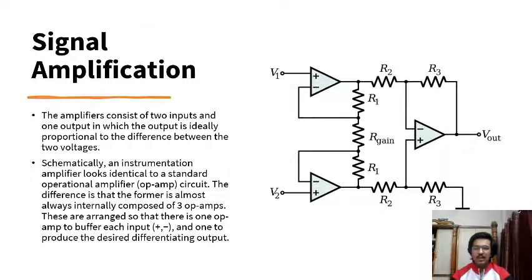So for signal amplification, the amplifiers consist of two inputs and one output, in which the output is ideally proportional to the difference between the two voltages. Schematically, an instrumentation amplifier looks identical to a standard operational amplifier circuit. The difference is that the former is almost always internally composed of three operational amplifiers. These are arranged so that there is one op-amp to buffer each input and one to produce the desired differential output.